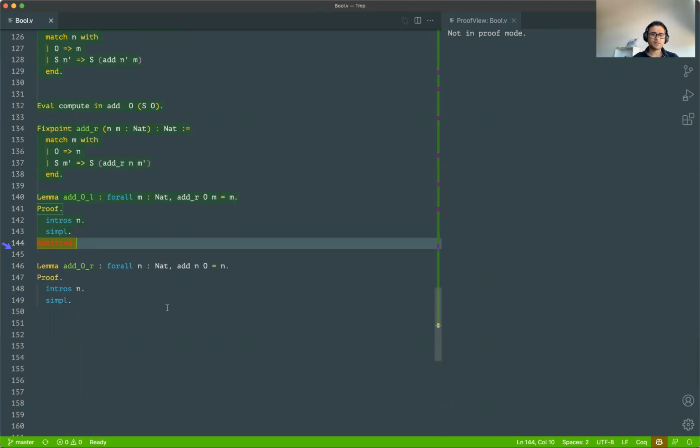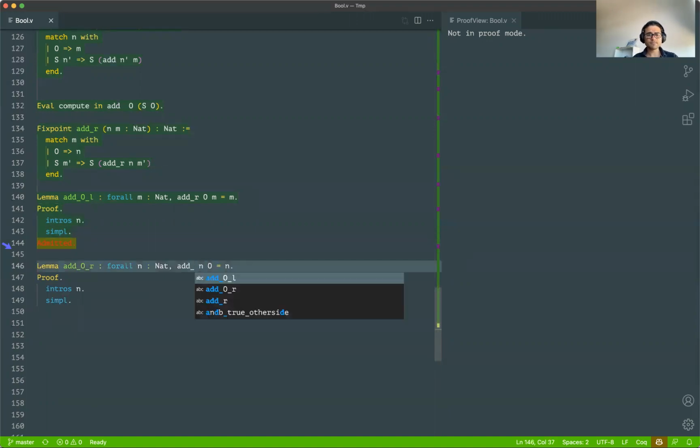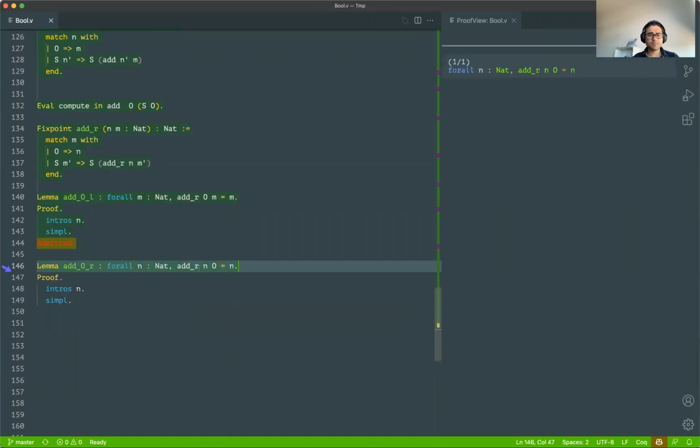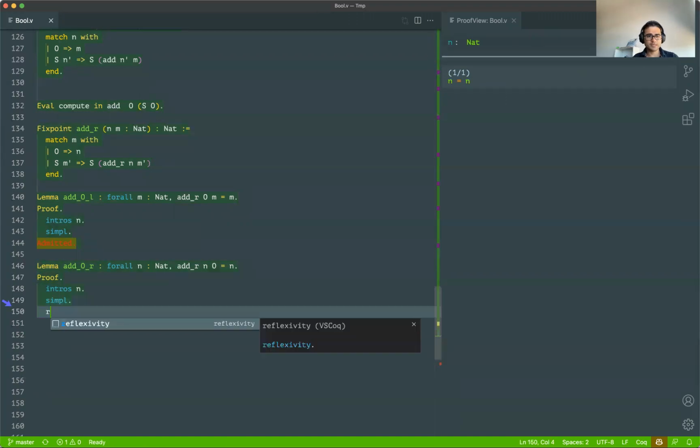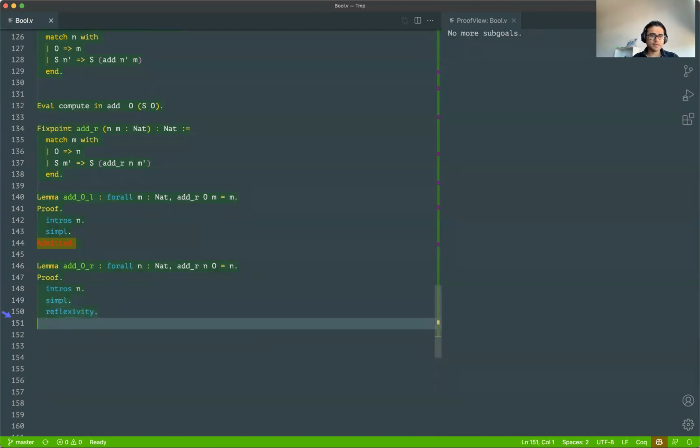So here I admit, and now I'm going to say that my claim is that now it can be simplified. And lo and behold, it did. Reflexivity and QED. So we can see that based on our definition, how we can prove theorems by simplification, at least at this point.